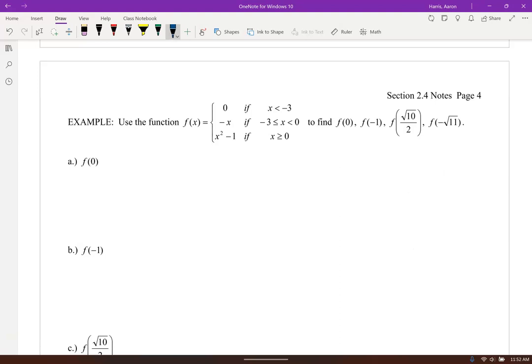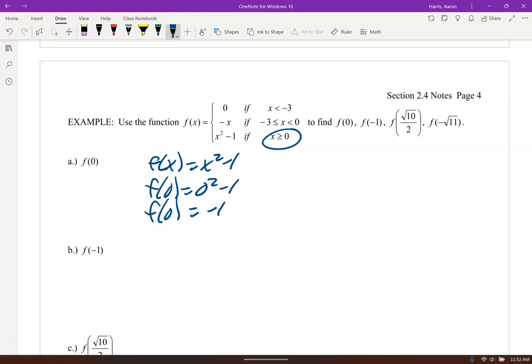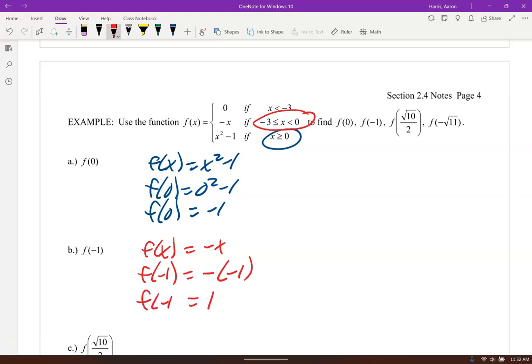F of 0. Well, 0 is greater than or equal to 0, so I'm plugging it into the bottom one. F of -1. Well, -1 is less than 0, but greater than or equal to -3. So I'm plugging it into this one. So I got -(-1), or +1.